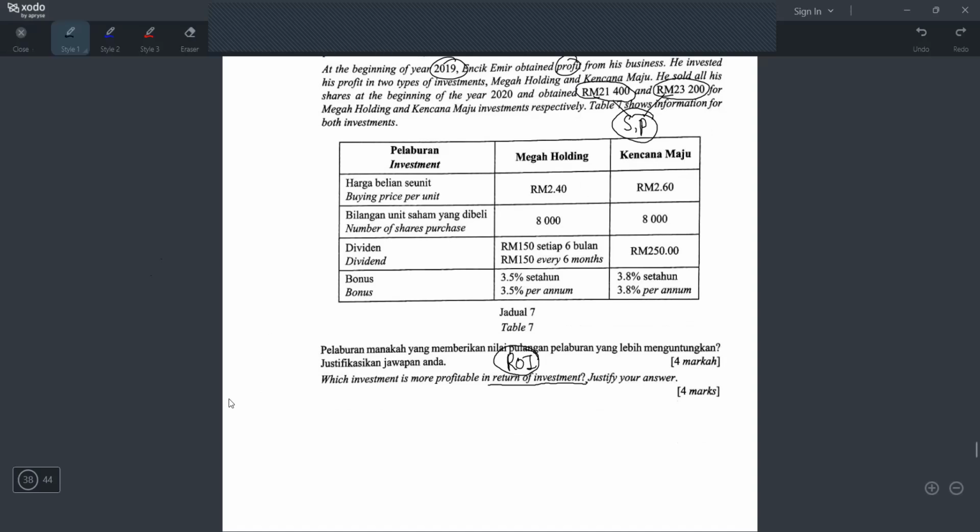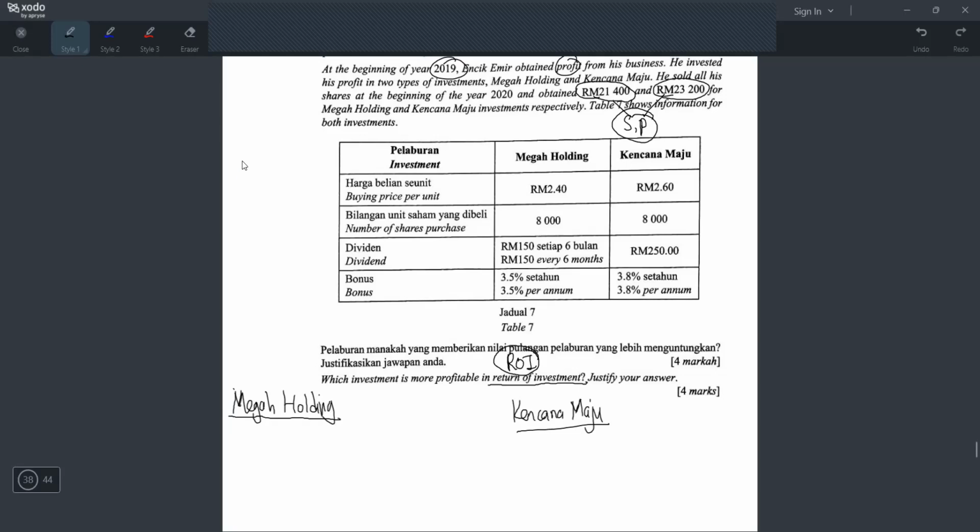So I will write down Mega Holding, and then I'll calculate the ROI, and then I will go to Kencana Maju and calculate the ROI, and let's see which one is higher. After I calculate, I can compare and know which one is more profitable.